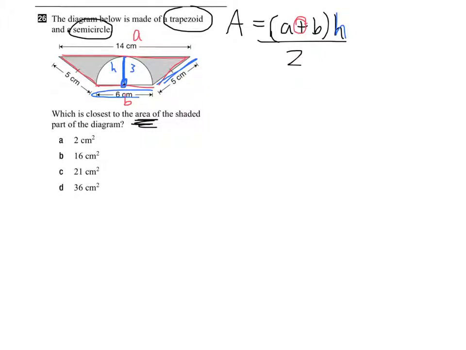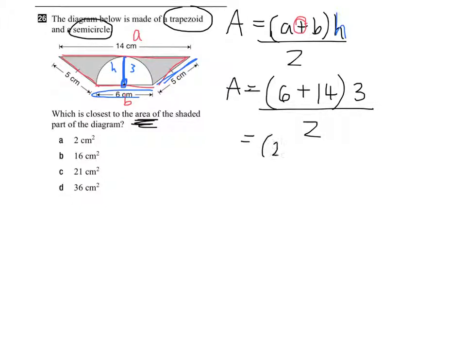I want you guys to plug it into the formula and tell me the area of the trapezoid. Let's do that now. So we're going to plug in. You should have a piece of paper in front of you. A is 6. B is 14. And the height is 3. Don't forget to use BEDMAS. Okay, so we simplify our brackets first. 20 times 3 divided by 2. 20 times 3 is 60 divided by 2 equals 30 centimeters squared.